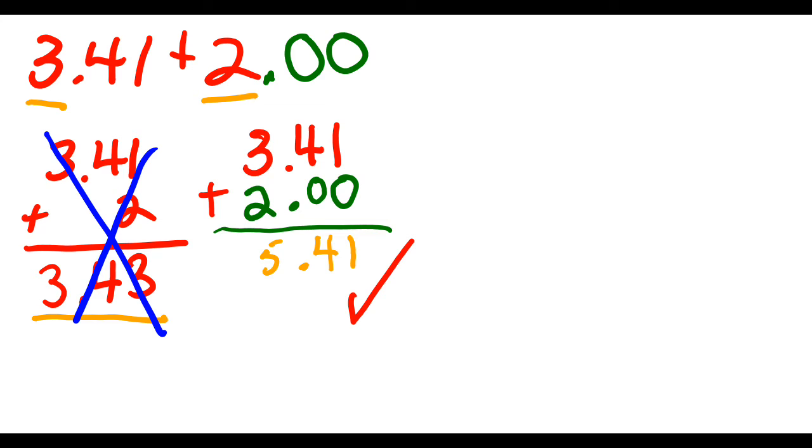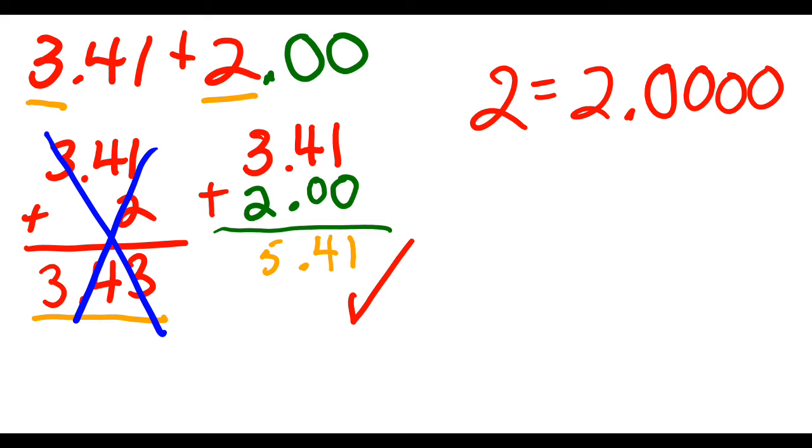the right answer. So that's the most important thing to remember there, is that 2 is equal to 2.00. And in fact, you could add as many zeros after there as you want because it goes on forever. It just means there's nothing behind the ones place value. Okay, let's do one more example before you head off into your work.